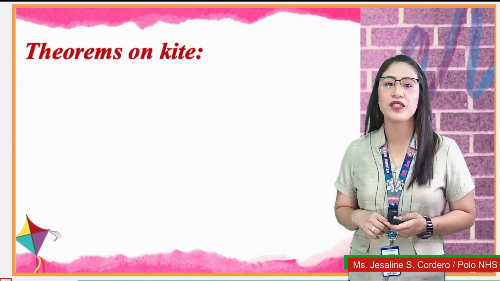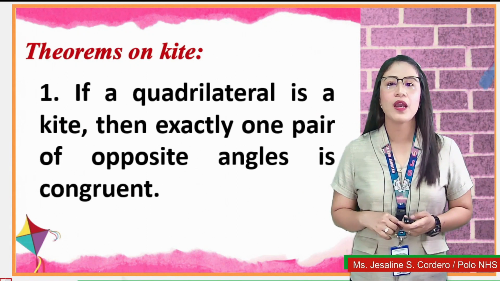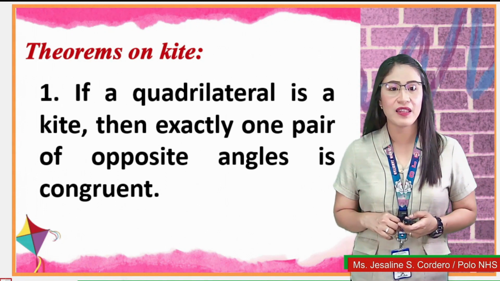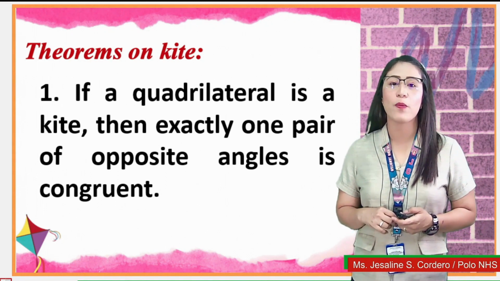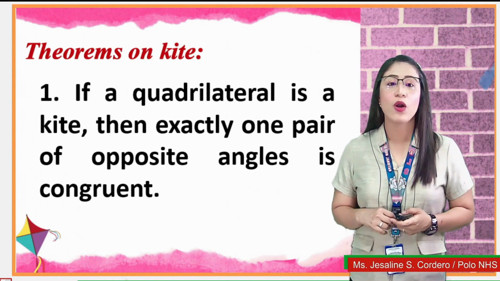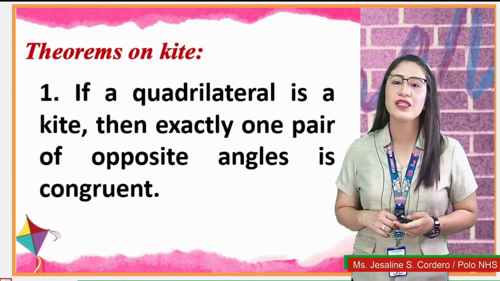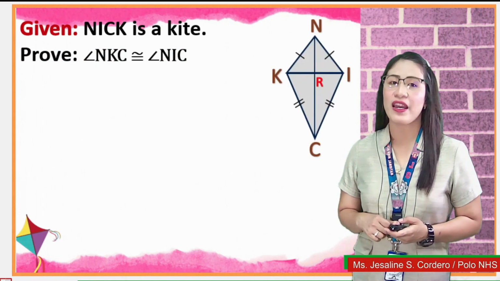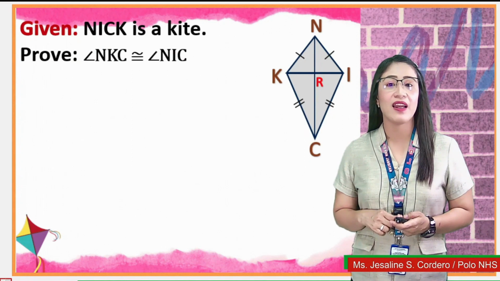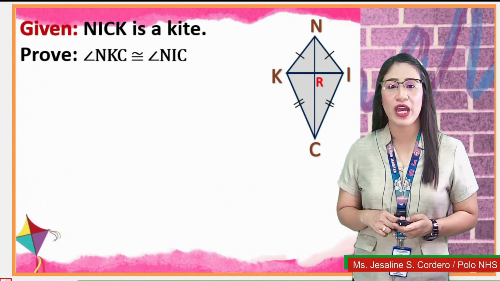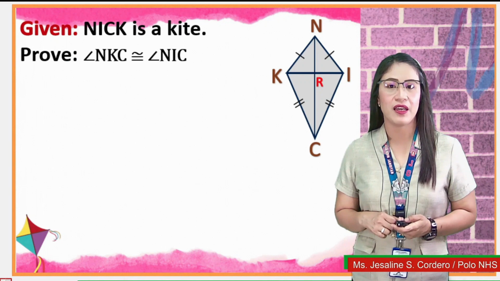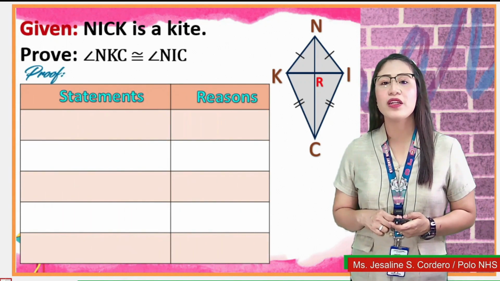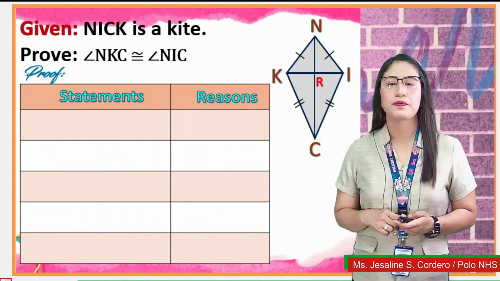Let's have the first theorem on kite. If a quadrilateral is a kite, then exactly one pair of opposite angles is congruent. To prove this theorem, we have the given NICK is a kite. Prove that angle NKC is congruent to angle NIC. Let's have statements and reasons columns or the two-column proof.